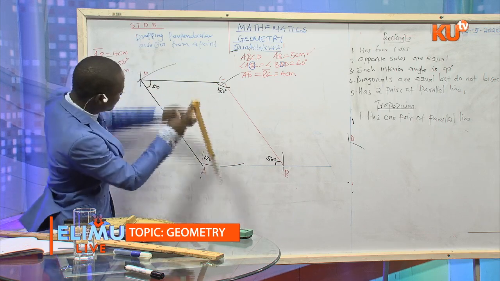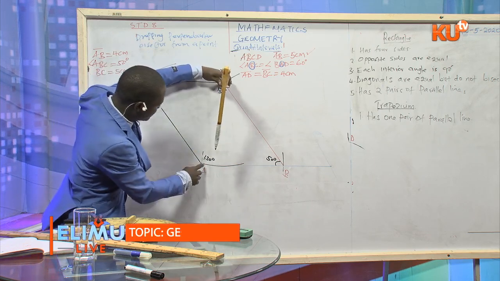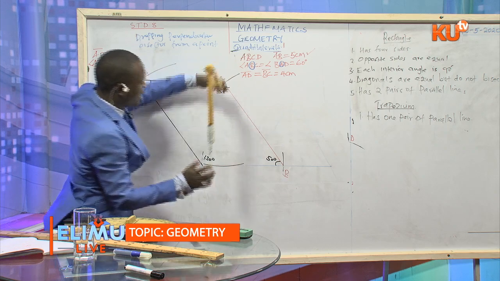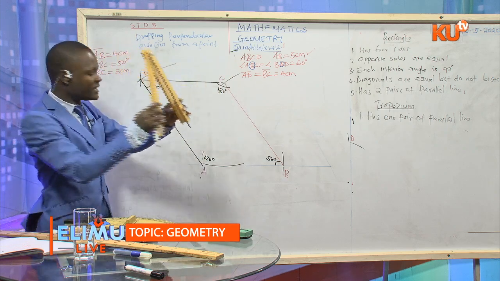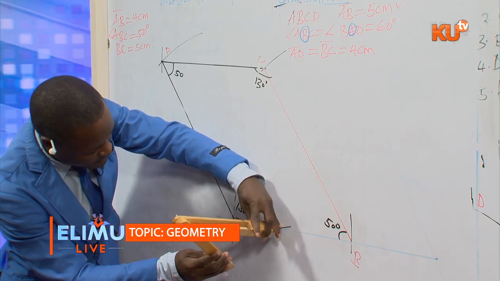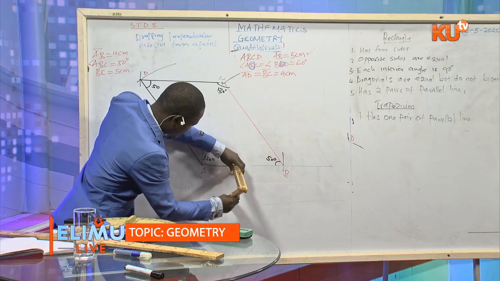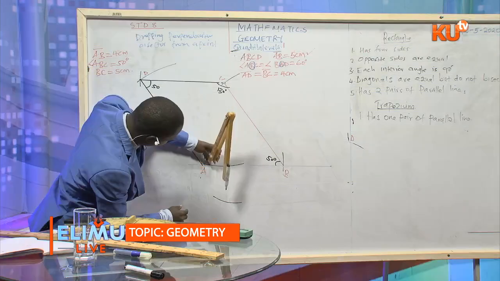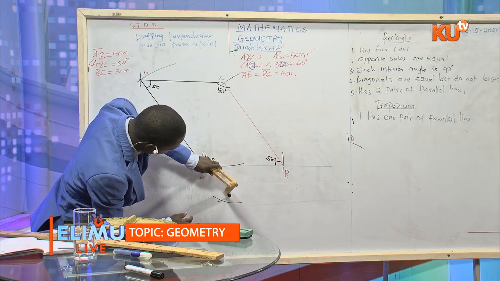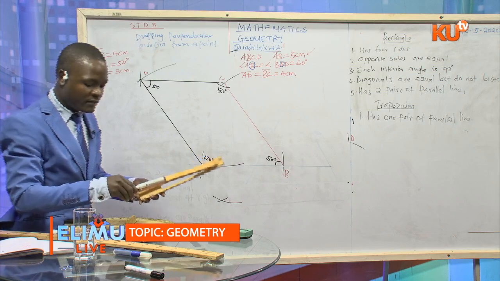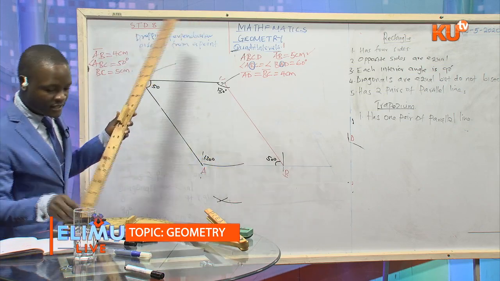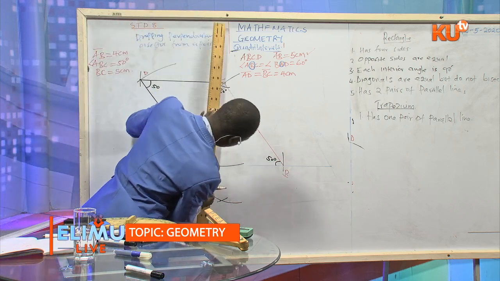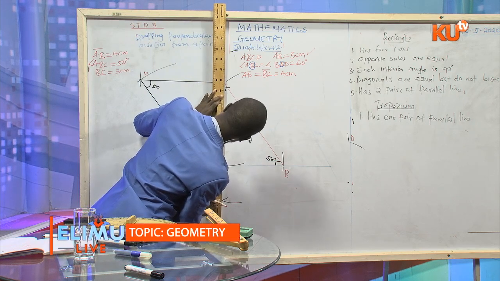Now, after drawing an arc, I've just stood here, drawn an arc that cuts line AB on both sides, that is on two sides, there and here. After doing that, then you lift your compass, reduce it, stand at where you have the first arc on the other side of the line, then draw an arc above it. Don't interfere with the compass. Come back to where you have the other arc cutting the line, and also draw an arc. After doing that, then you join this perpendicular bisector from point C to where the two arcs intersect.